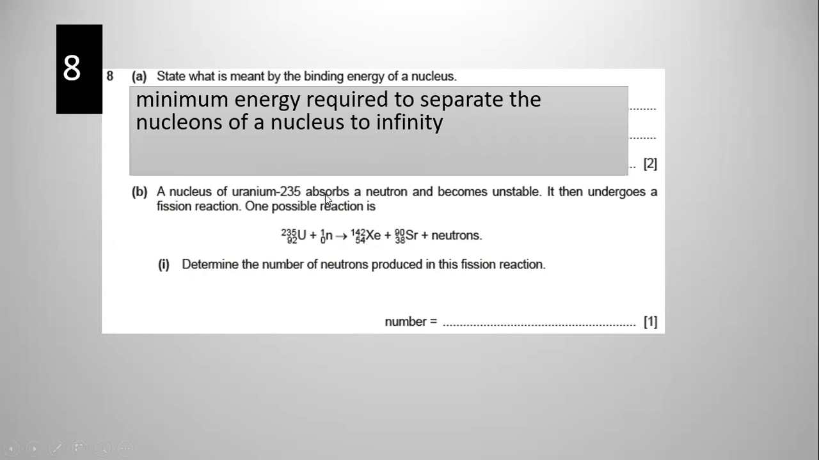The nucleus of uranium-235 absorbs a neutron and becomes unstable. It undergoes a fission reaction. One possible reaction is given by that. Determine the number of neutrons produced in this fission reaction. How to do that? At the top there, subtract the top there. Answer is 4. Right, anytime it would cut off already.